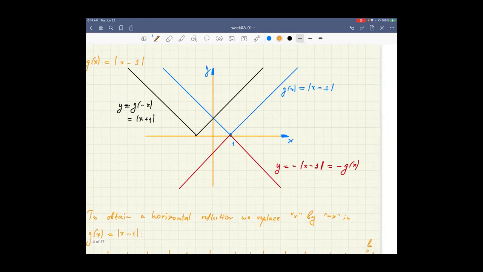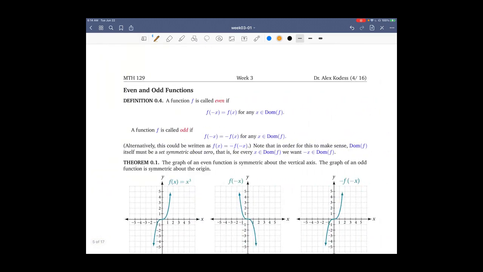On the next page, the conversation switches to a very important concept: even functions and odd functions. Let us first define them. A function is called even if for every x in the domain of that function, f at x equals f at negative x. Remember that f at negative x has its graph symmetric about the vertical axis to the graph of f.